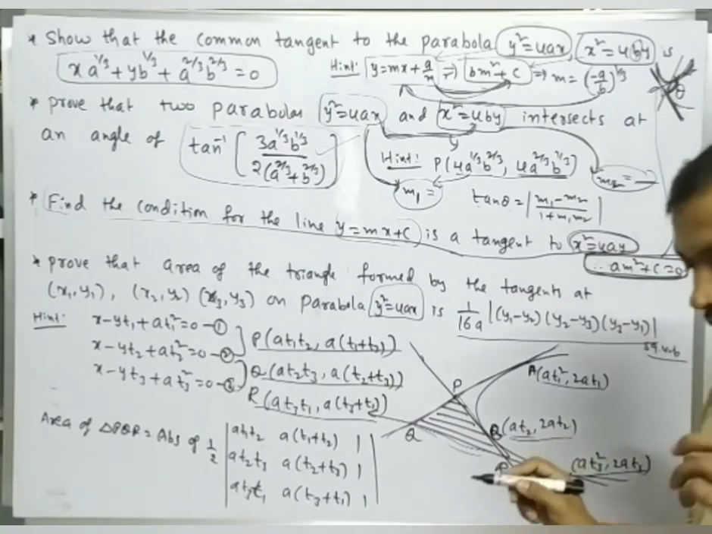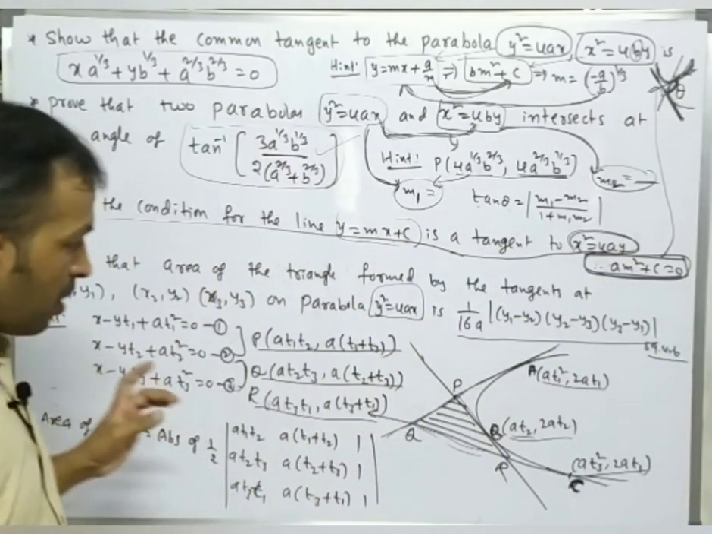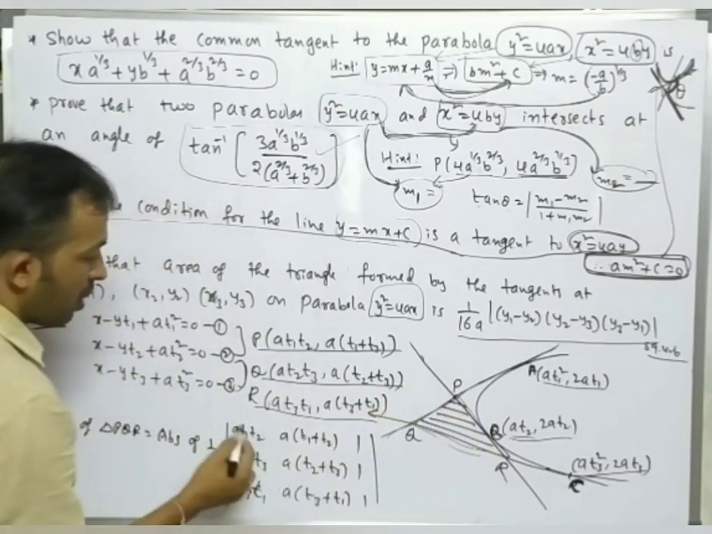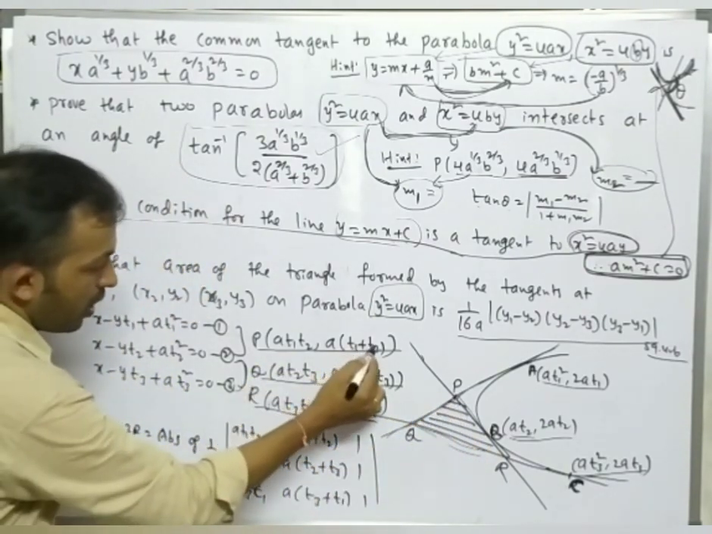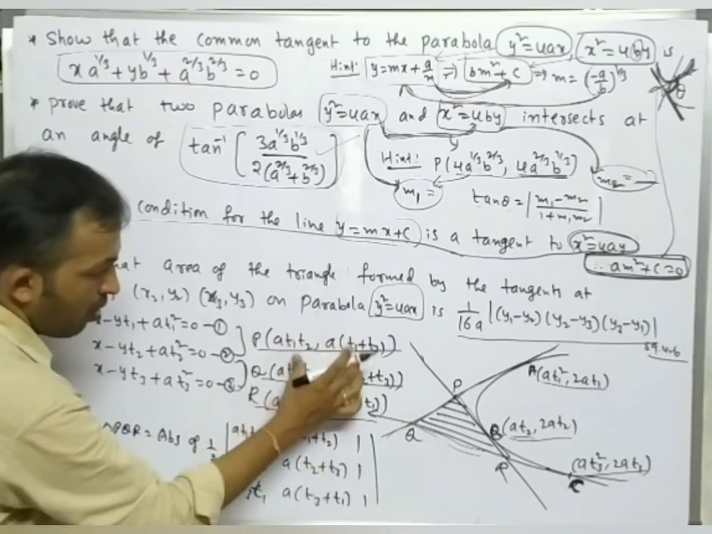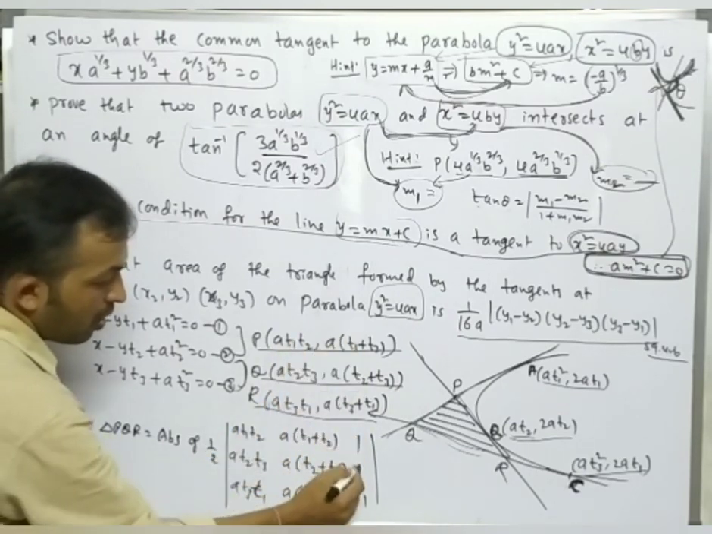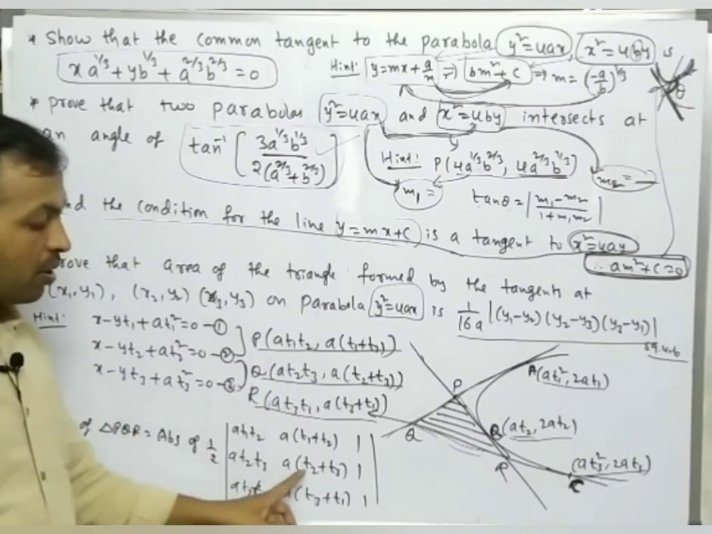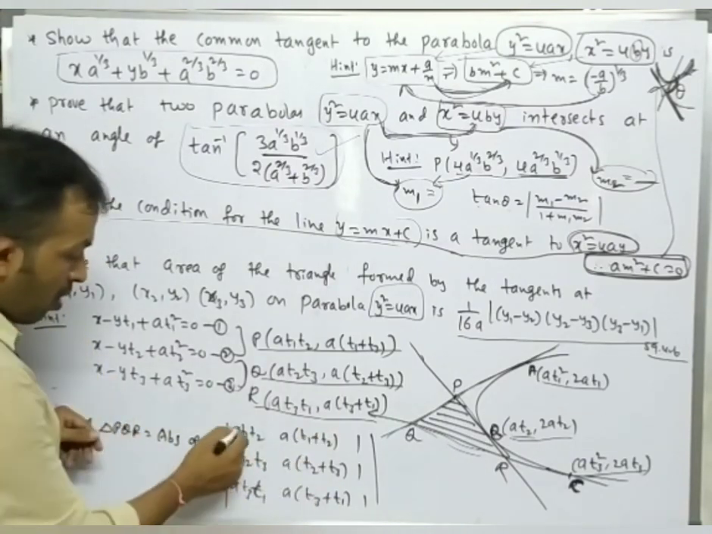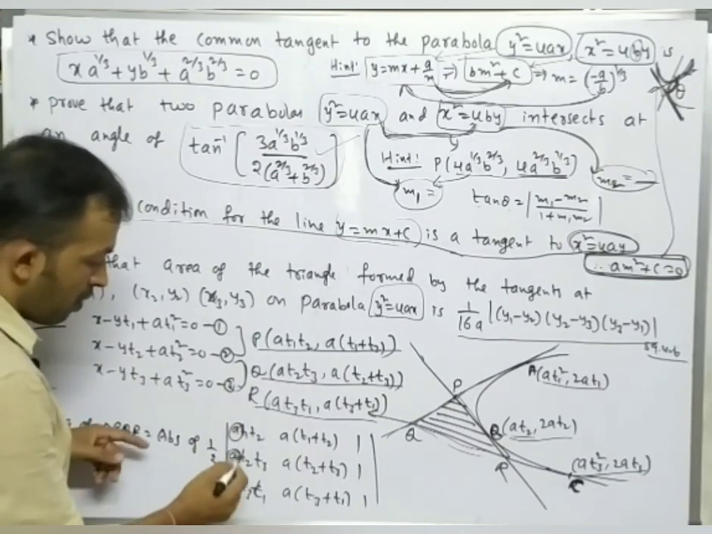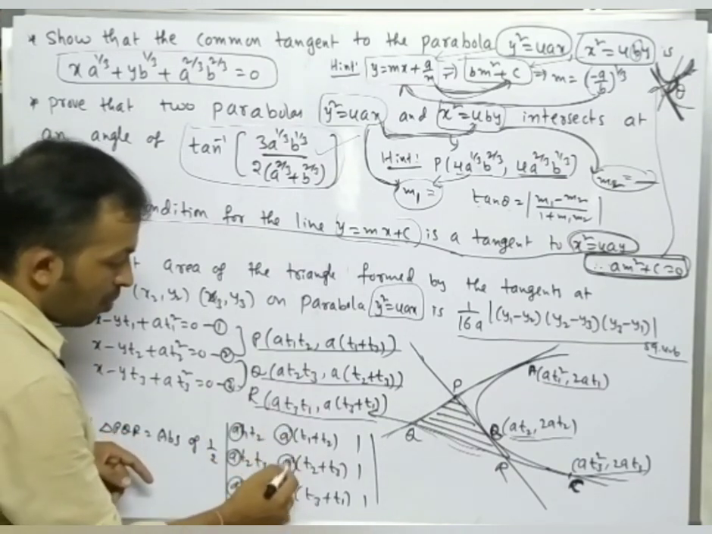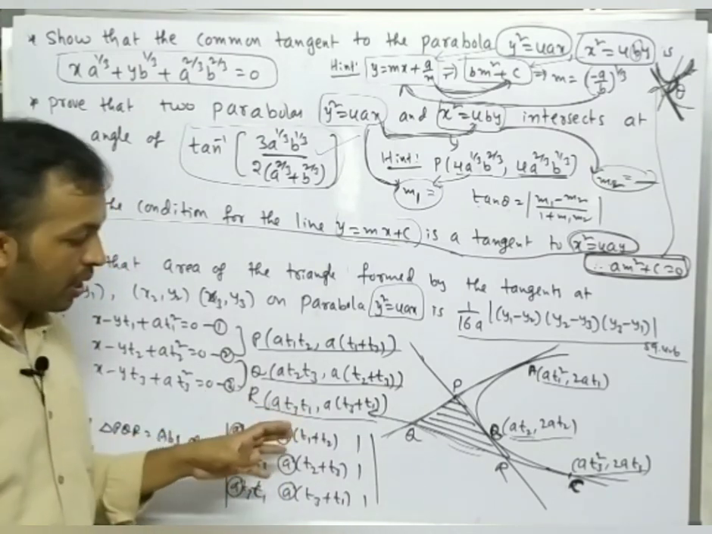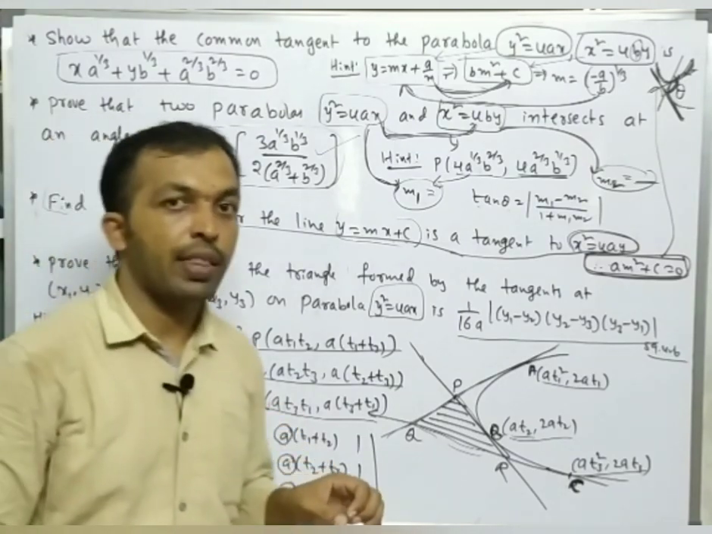Then, I already gave the formula in the previous video, that is the area of triangle PQR when 3 points are given. The points are at1 square, 2at1, then at2 square, 2at2, and so on, with a into t1 t2 and a into t1 plus t2 as coordinates. Write all these points vertically and keep the third column as 1. Okay, so take the absolute value of 1 by 2 into this determinant. Take a common in the first column and a common in the second column, then do row operations and solve it. It is clearly solved in your textbook example problems.